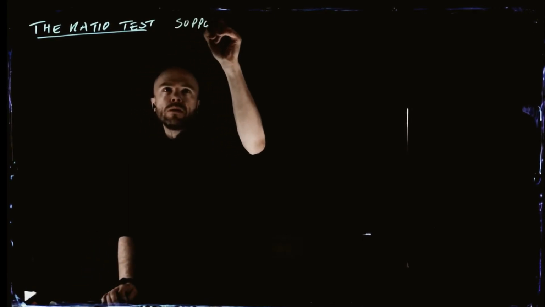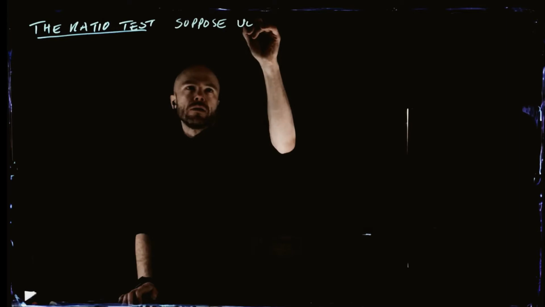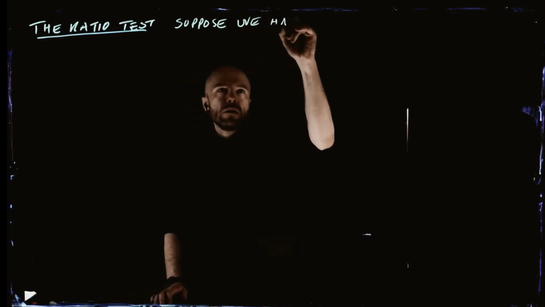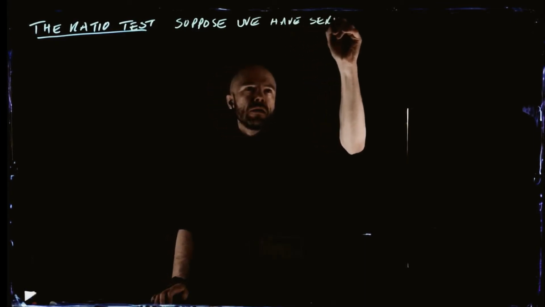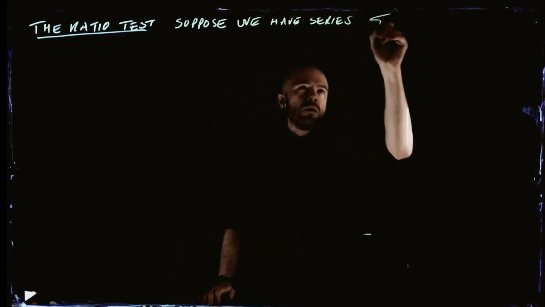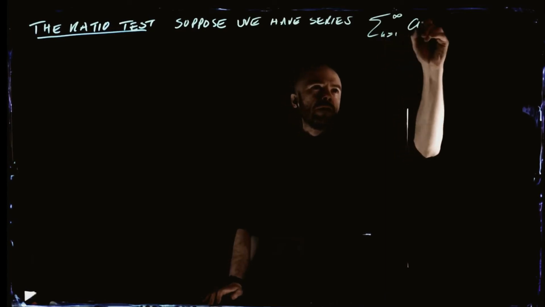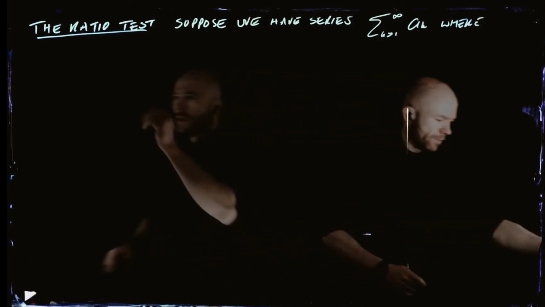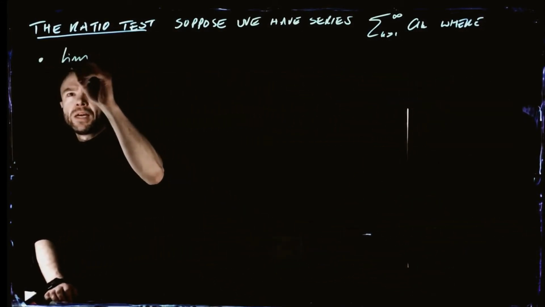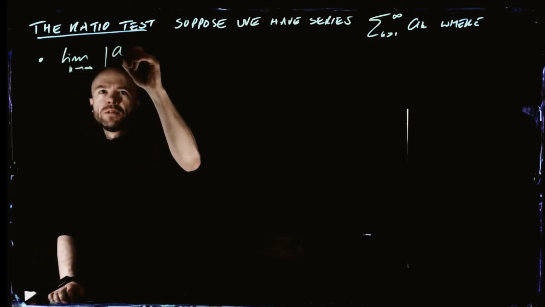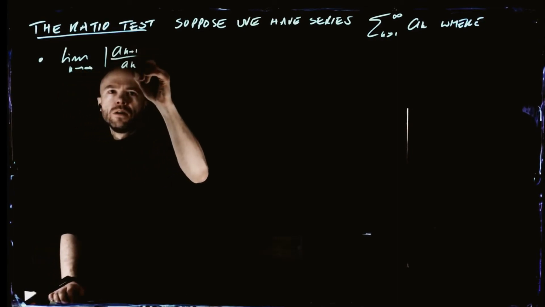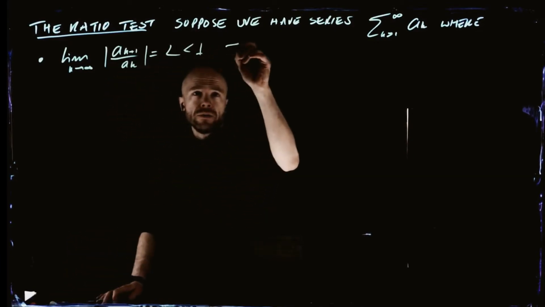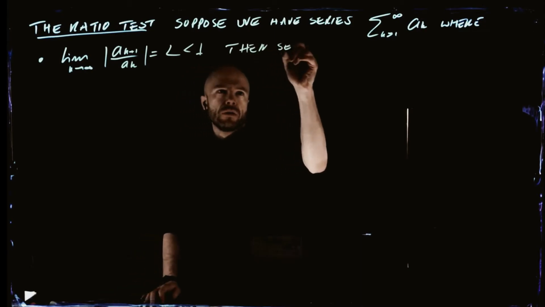Suppose we have a series where the following possibilities occur. First possibility, the limit as k tends to infinity of the absolute value of a_(k+1) over a_k is equal to L, which is less than 1. Then the series converges absolutely.